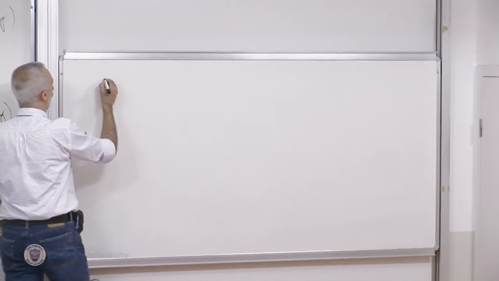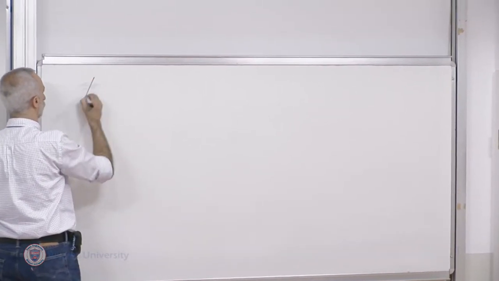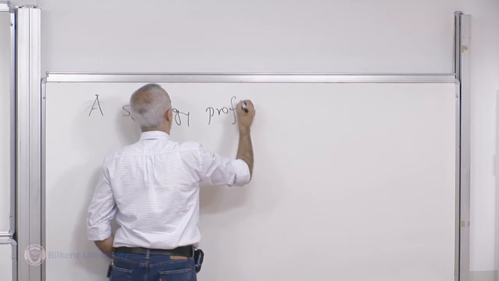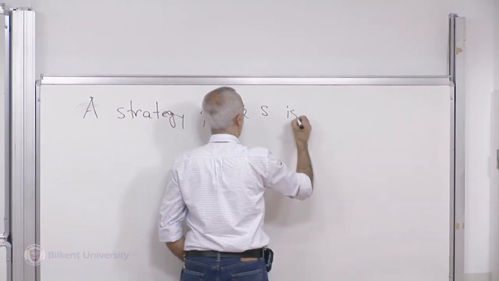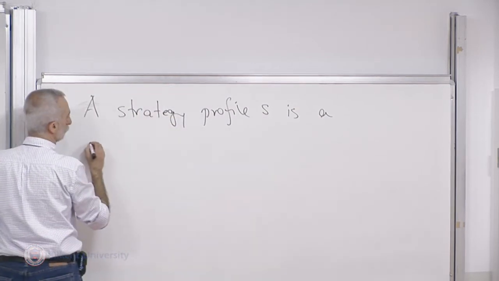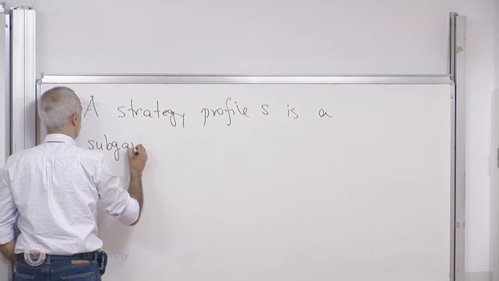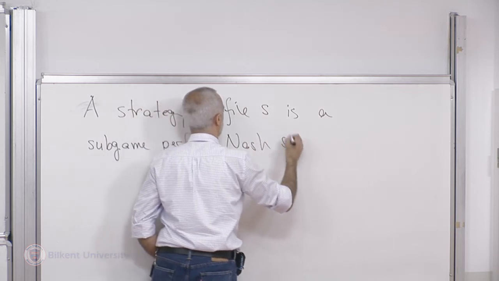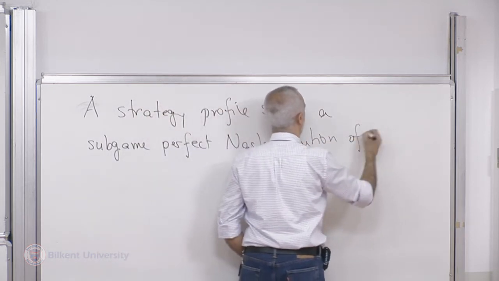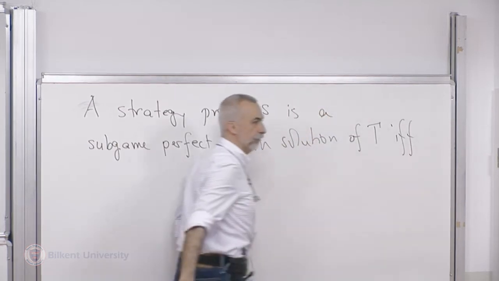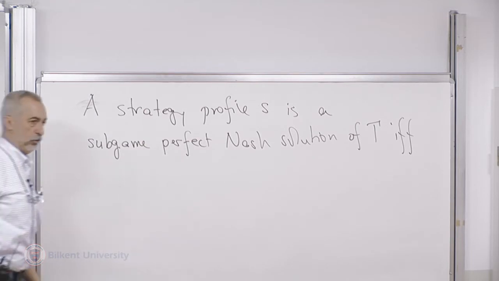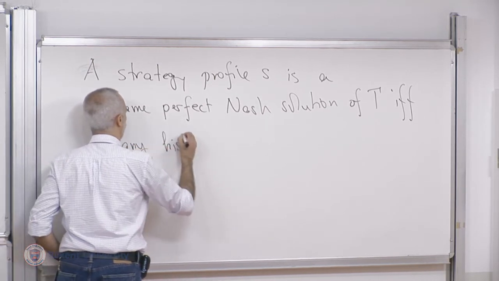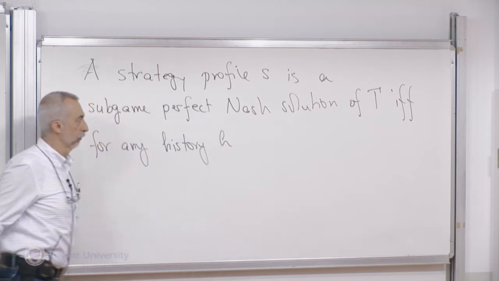So a strategy profile S is a subgame perfect Nash solution of the game gamma if and only if the following condition holds. For any history H of the game gamma.